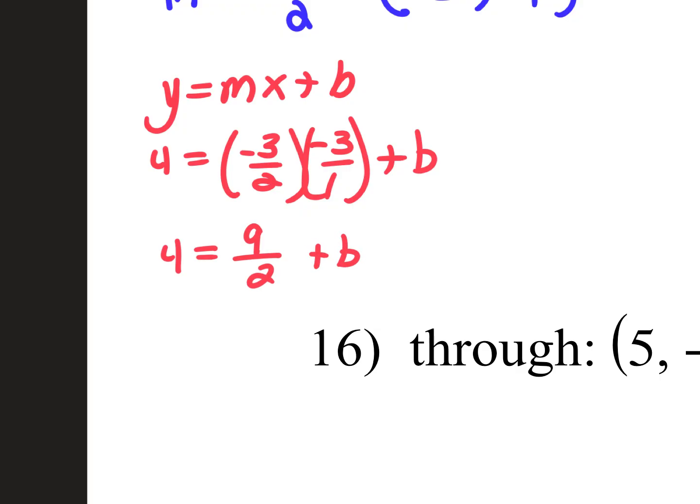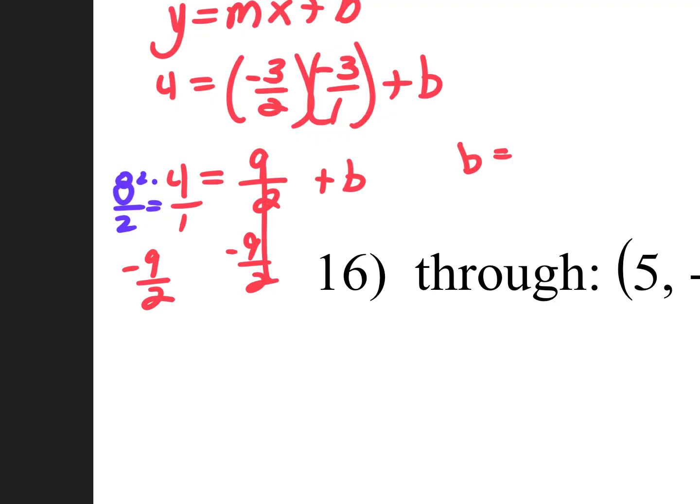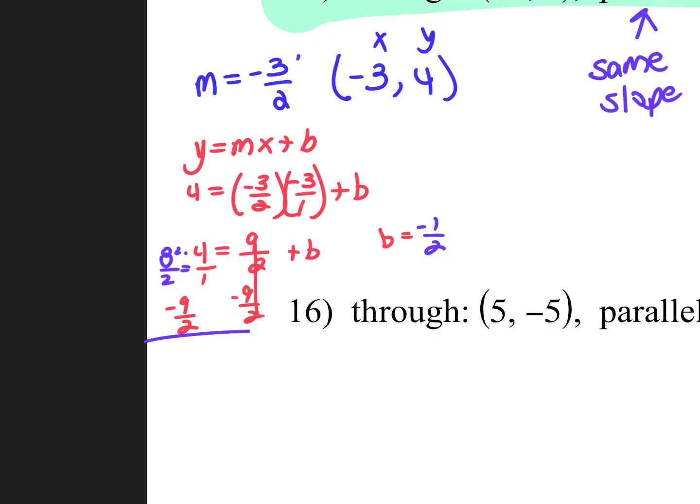Now I have to get b all by itself. What do I have to do? I'm going to subtract 9 over 2. And I can't subtract 9 over 2 from the whole number 4. So how could I change the whole number 4 so it has a denominator of 2? Right. If I multiply 1 times 2 on the bottom, I have to multiply times 2 on the top, so this becomes 8. So what's 8 minus 9? Negative 1 over 2.